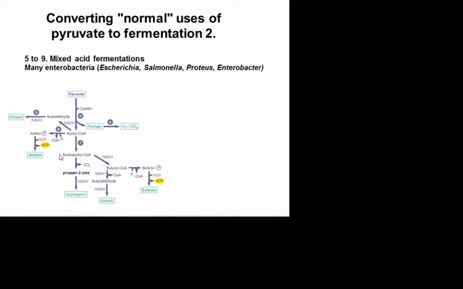Now, all of this is very complicated. So that's where the name comes from, mixed acid. So you've got formic acid plus a mixture of other fermentation products. Can be ethanol, can be isopropanol, butanol.